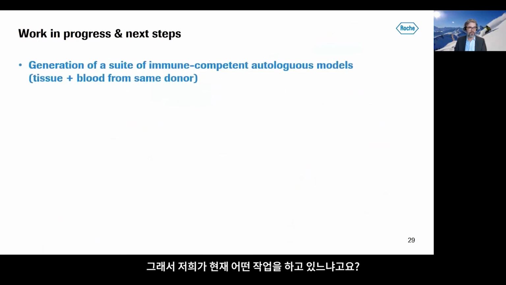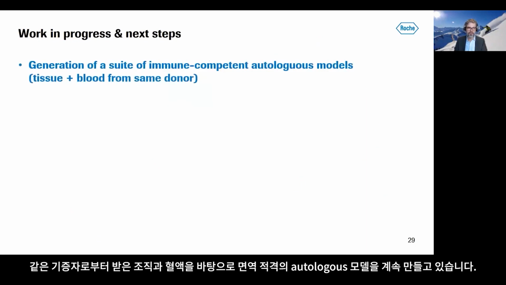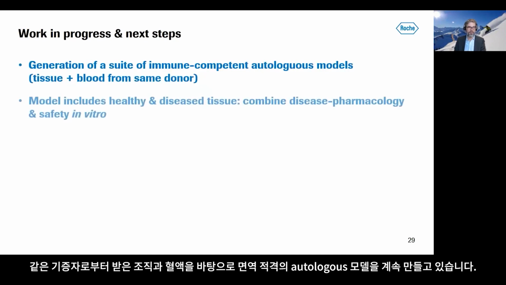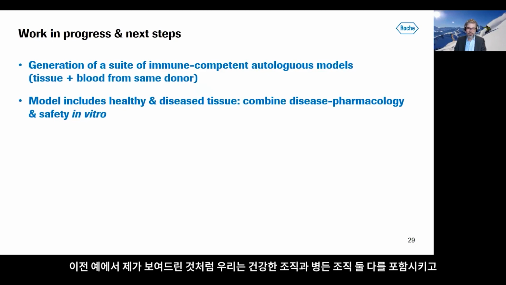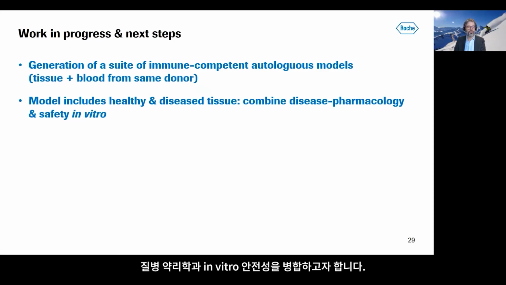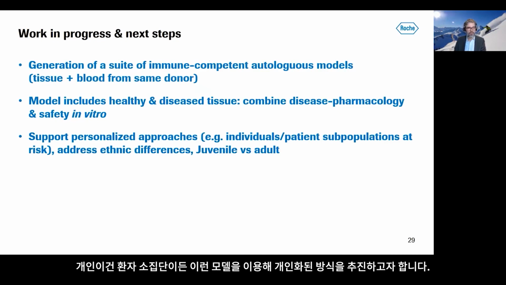So what are we currently working on? We're continuing to generate immune competent autologous models where we have tissue and blood from the same donor. We want to include both the healthy and the diseased tissue and want to combine disease pharmacology and safety in vitro, as I showed you in the example before.